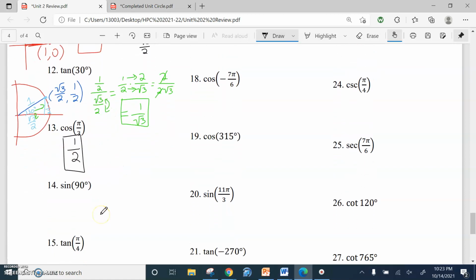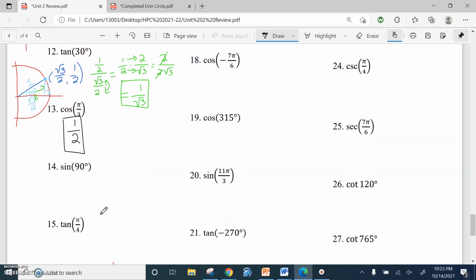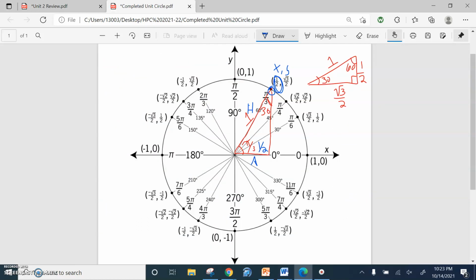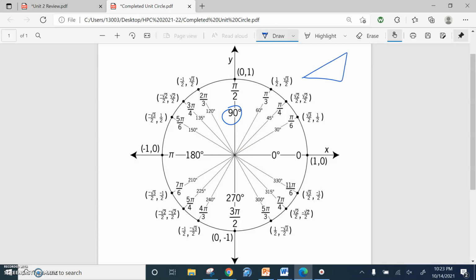14, here we go. 14, sine of 90 degrees. Let's go back. I'll erase this, because if you really want it, you can go and rewatch the video. So there's my unit circle, sine of 90 degrees. Well, here's 90 degrees right at the top, right? There's 90. So sine, remember, if I really just quickly did, and maybe not even up here, do it up here. Let's go back to this triangle.